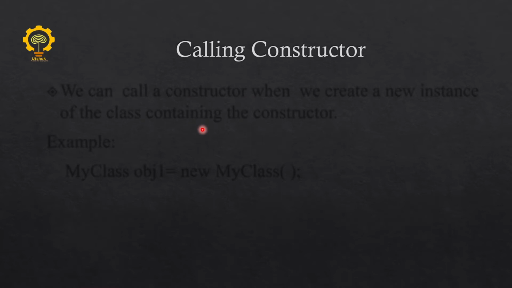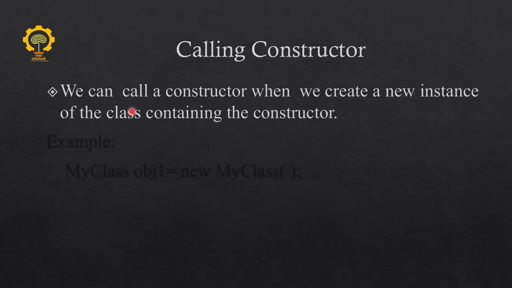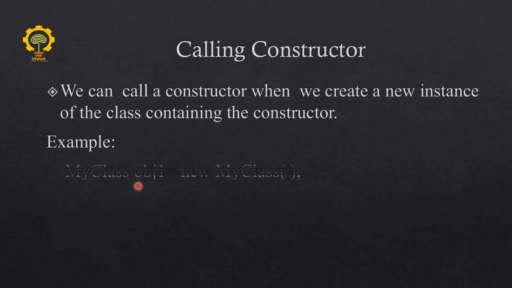So, calling the constructor. We can call a constructor when we create a new instance of the class containing the constructor. To call the constructor, we simply define the object of that class, and at the instantiation of the object, the constructor is called by itself. For example, if you want to call the constructor of MyClass, you simply create the object of that class, and at that time it will call the constructor.